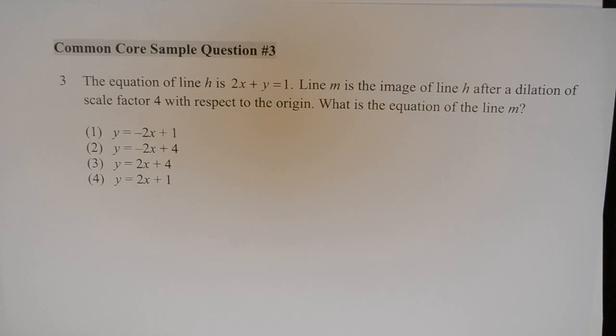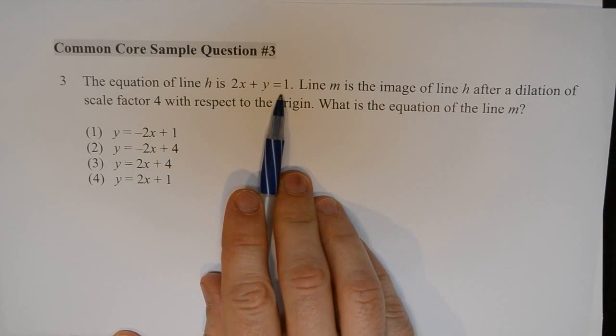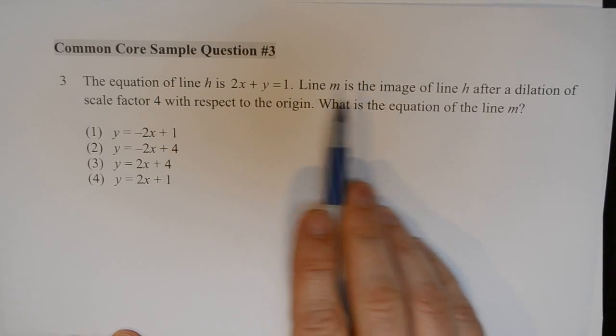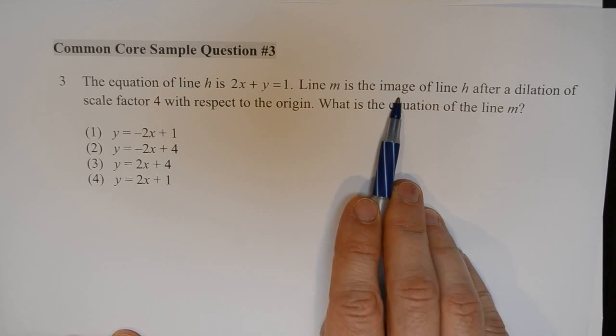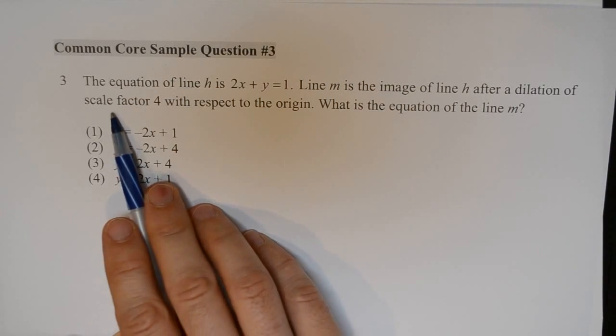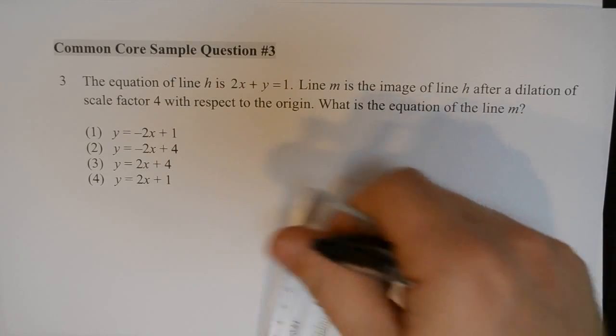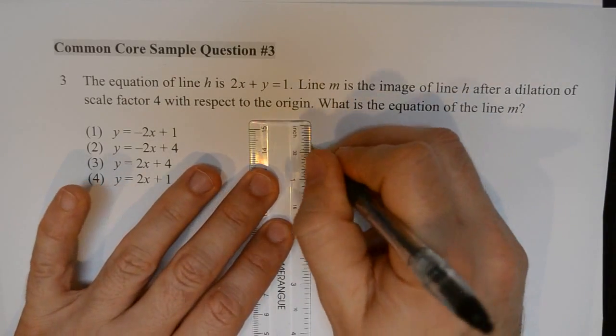Now this question is an interesting one. It's telling us that we have an equation of a line, 2x plus y equals 1, and it says line M is the image of that line. Remember, image means after some transformation, and here it's after a dilation with a scale factor of 4, with respect to the origin. So that's just your normal scale factor and dilation.